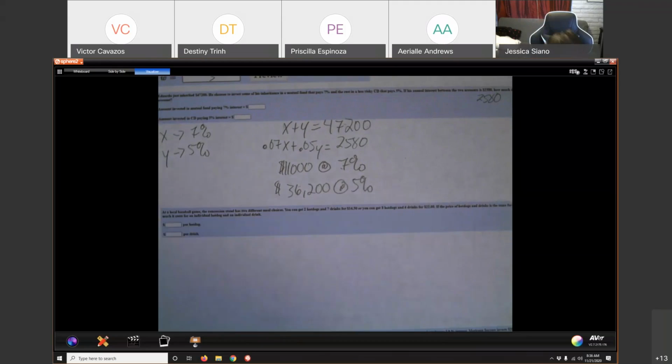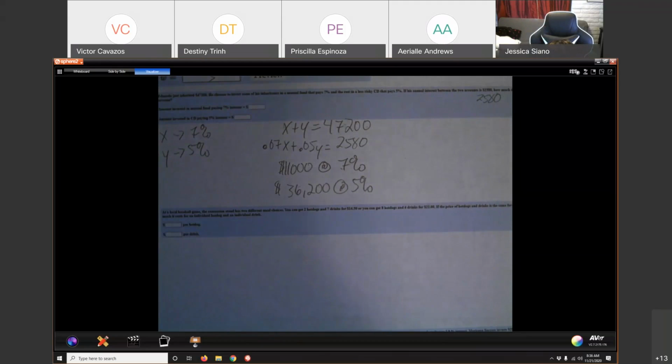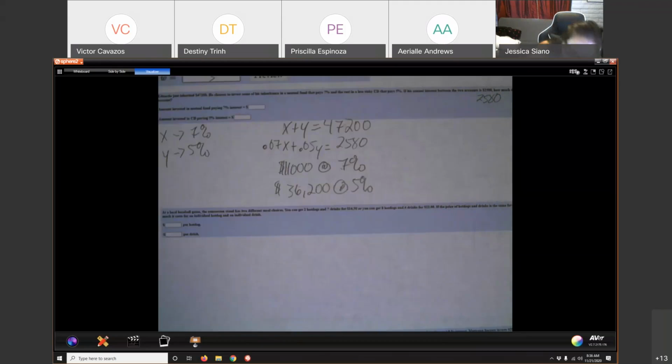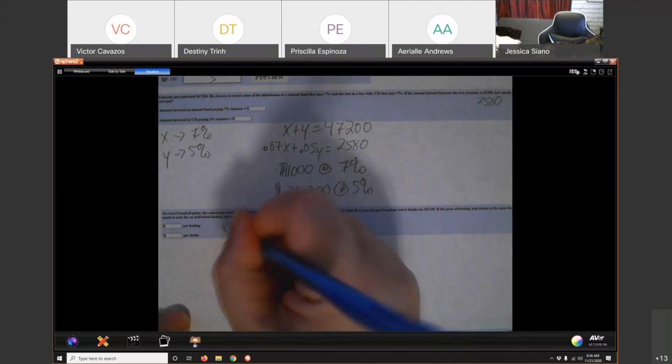Let's take a look at the next one. At a local basketball game, the concession stand has two different choices. You can get 2 hot dogs and 2 drinks for $14.50. So let's let X equal the hot dogs.